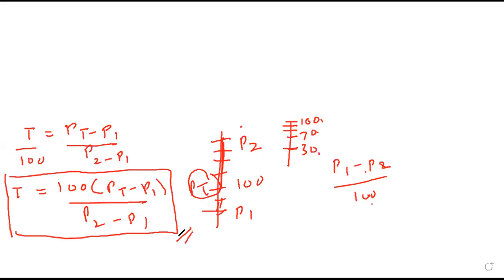Right now I am not giving you the proof, this is only a logical understanding. P1 is any position, P2 is any position. Then P1 is starting, PT is any position. This ratio into 100 will give me any temperature T. Write down again.